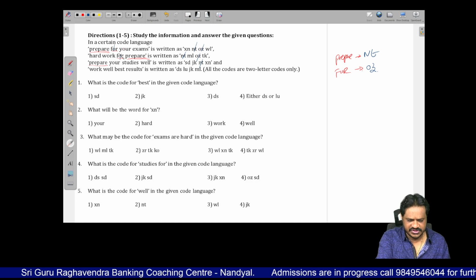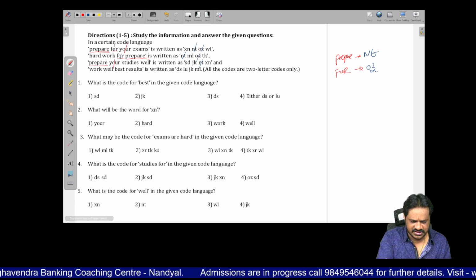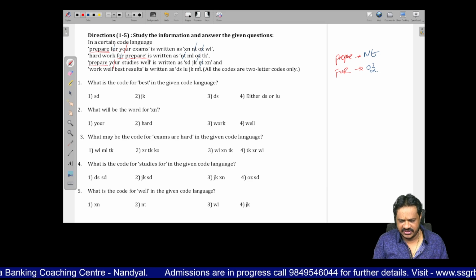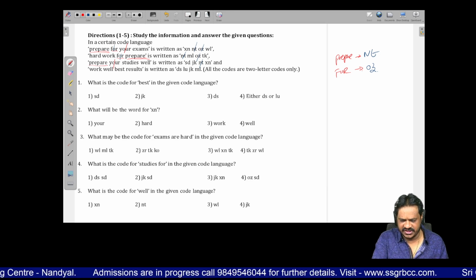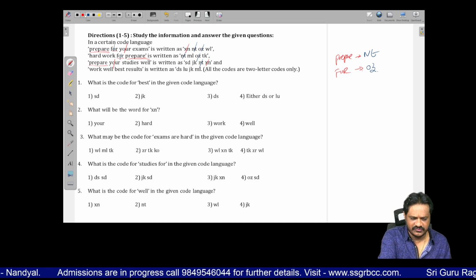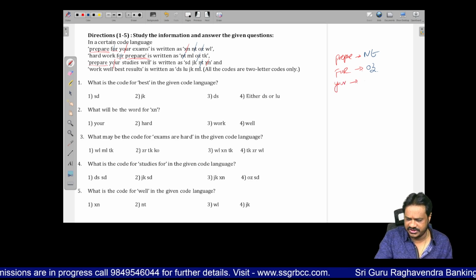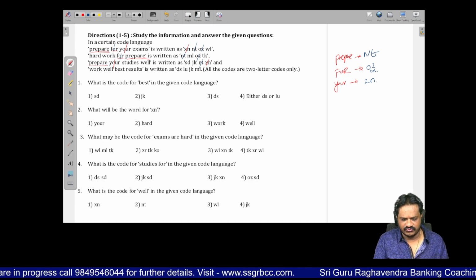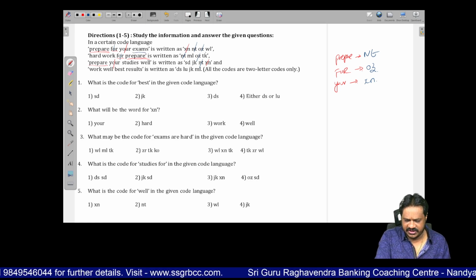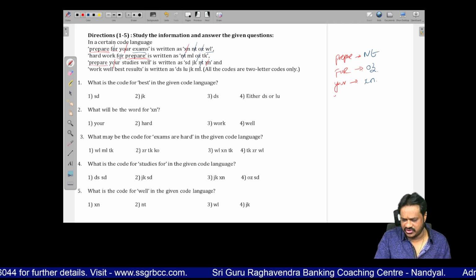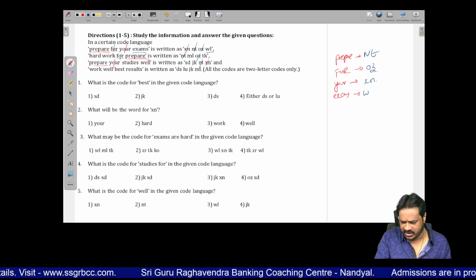Now, if you see 1 and 3, you can see the word your. In first sentence and third sentence, your is there, and you can see XN. So, what is the code for your? Your code is XN. Now, the remaining word is exams, and the remaining code is WL. So, exams code will be WL.